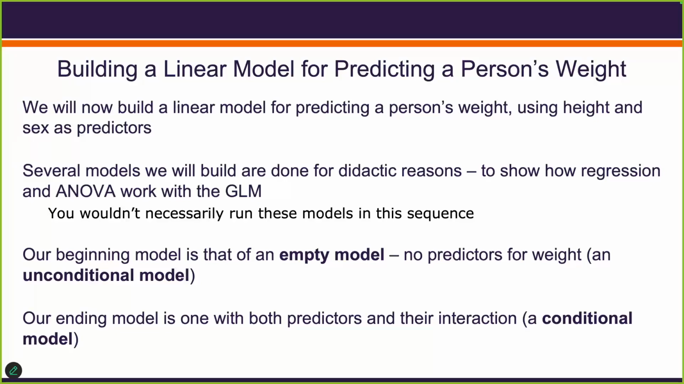So I'm going to start with something called an empty model, which is no predictors at all. It's just an intercept. But I'm doing that because the parameters of that model map onto the mean and the variance. So now you have your tie: this really is data, not just weird model parameters. Our ending model is one where both predictors and their interaction are going to predict weight.